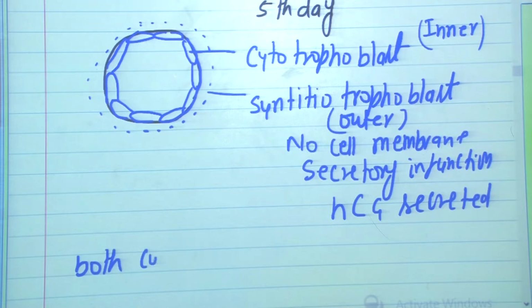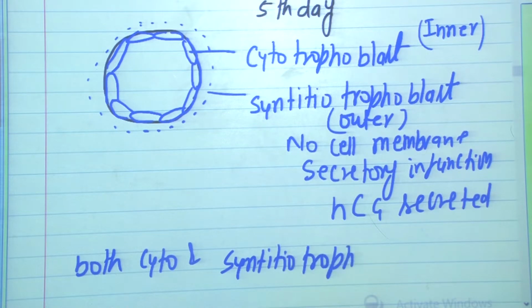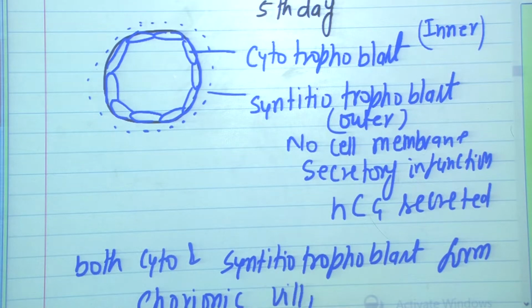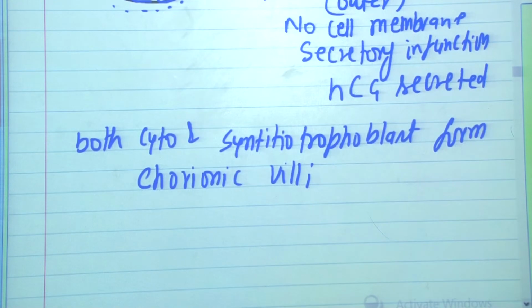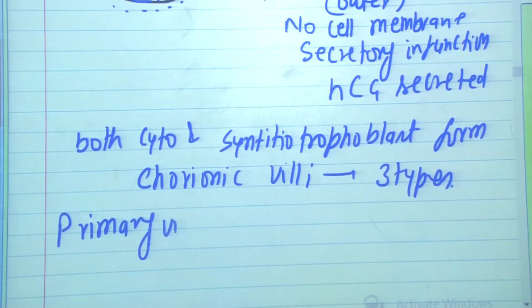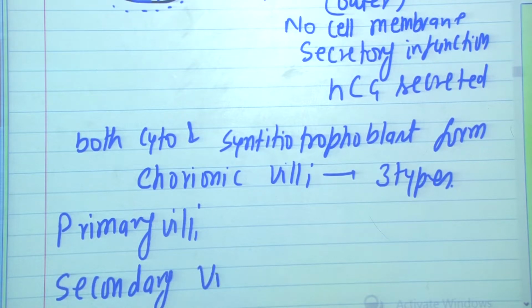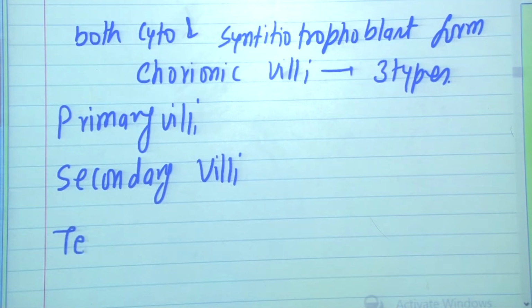Both cyto and syncytiotrophoblast form chorionic villi. These chorionic villi are of three types: primary villi, secondary villi, and tertiary villi.